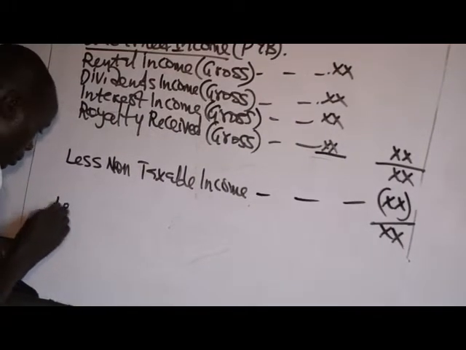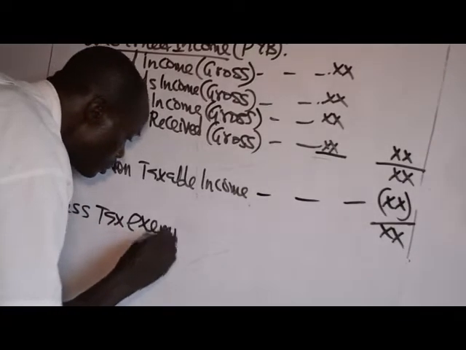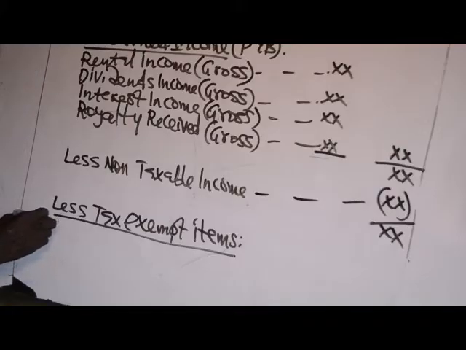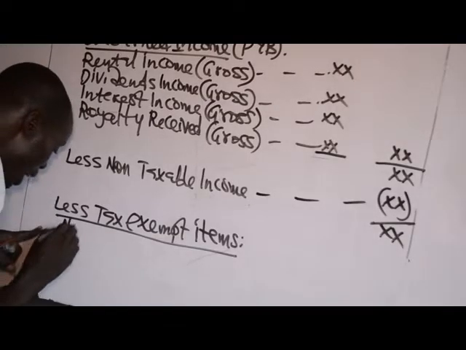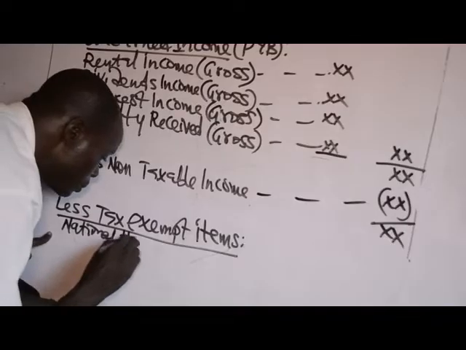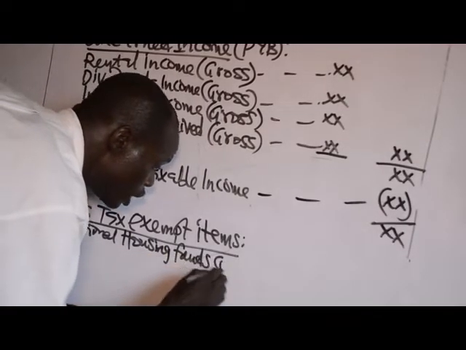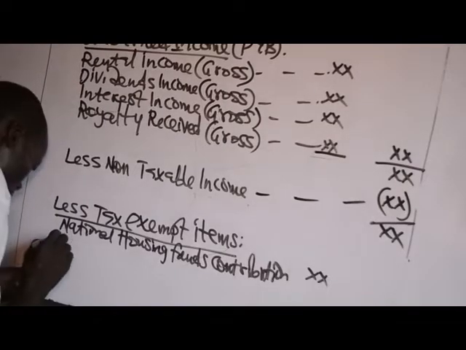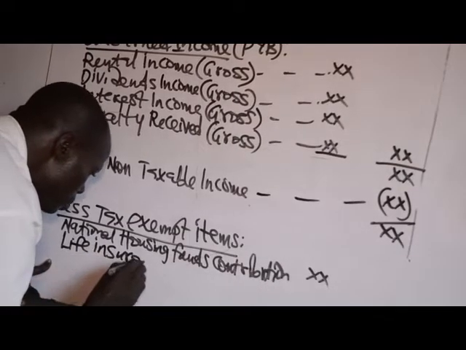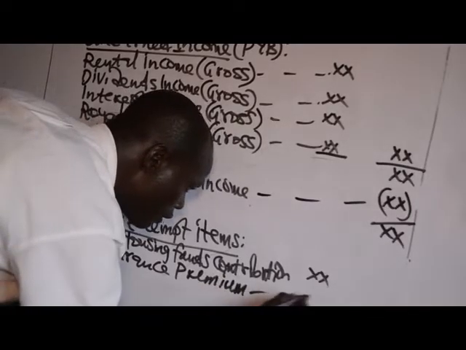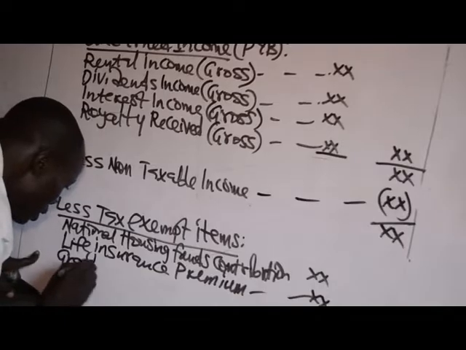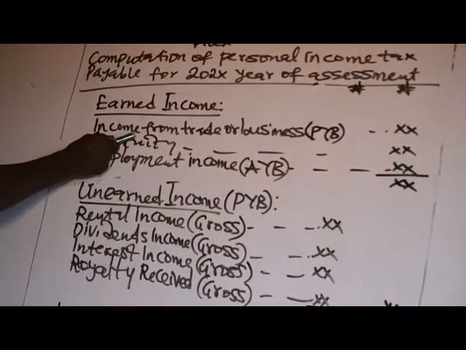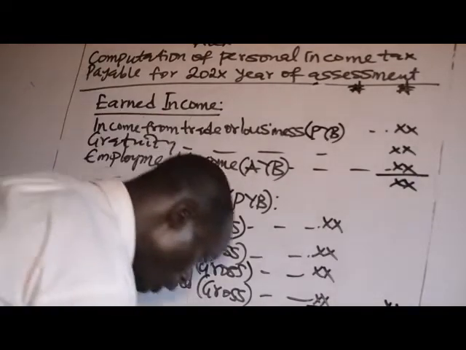Now less tax exempt items. Among the tax exempt items I mentioned include National Housing Fund contribution. Then life insurance premium. I categorize this into five. Gratuity: you know that since gratuity has been treated as earned income here, it will also be deducted.